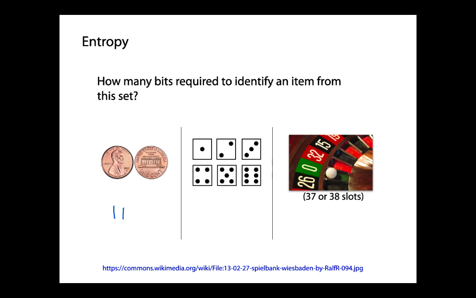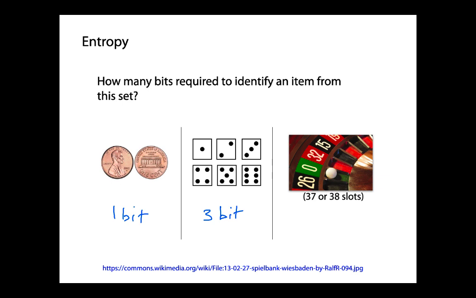Well, that's easy. It's just 1 bit, right? Heads or tails. How about a roll of a die? Well, it's not 1 bit. That's not enough. It's not 2 bits either. That's not enough. I can only distinguish 4 things with 2 bits. So it's going to be 3 bits. I can distinguish up to 8 things, so I can distinguish 6 different rolls of a die.